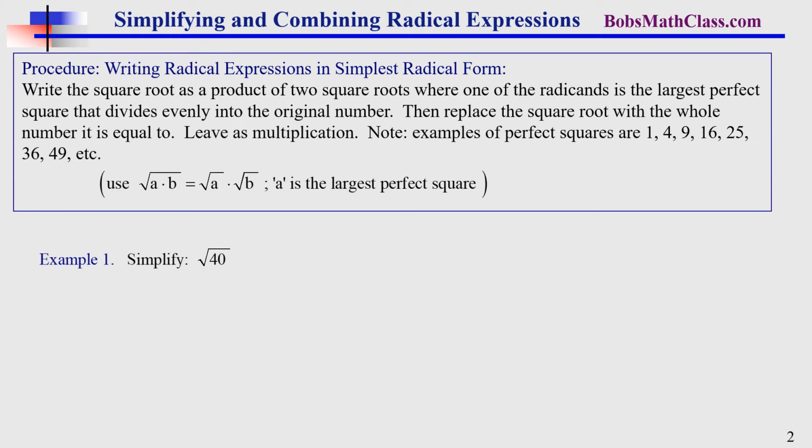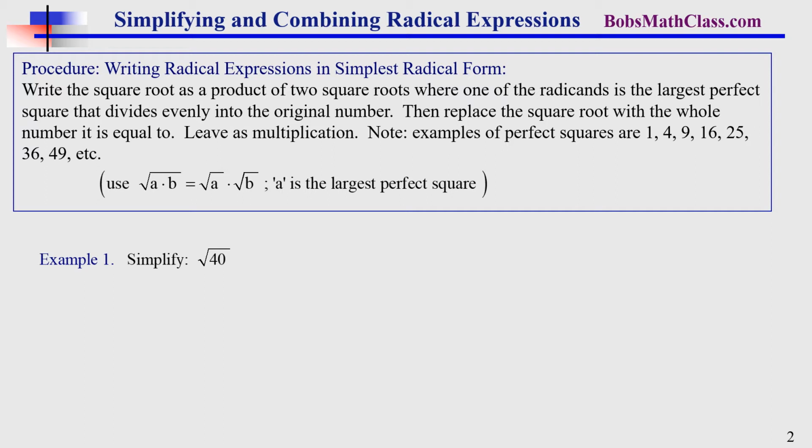Okay, so far we've been simplifying radical expressions that were perfect squares if it was a square root, or a perfect cube if we had a cube root. Now we're not going to have a perfect square for a square root or a perfect cube for a cube root. You know, for example, the square root of 25 is 5, because 5 times 5 is 25. In our example, we're going to try to work out the square root of 40. And 40 is not a perfect square.